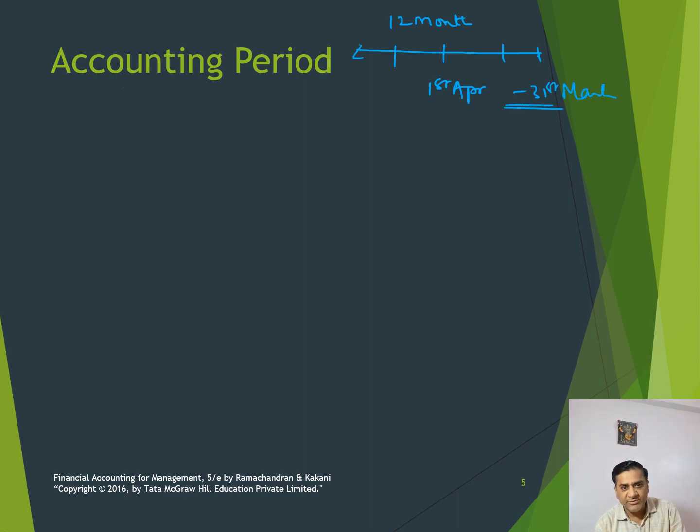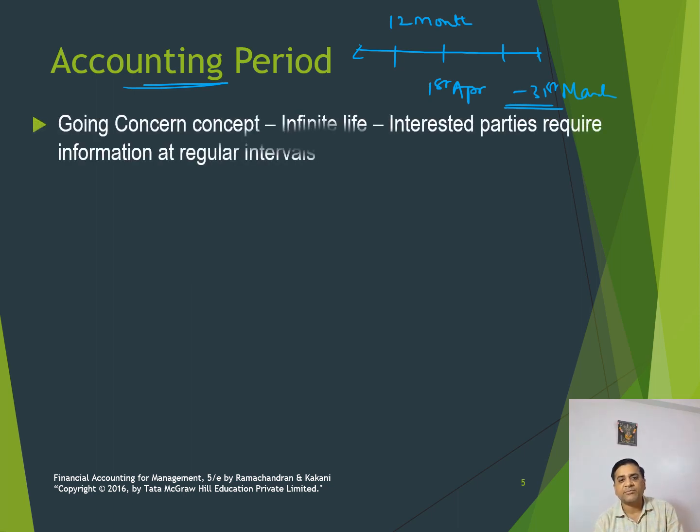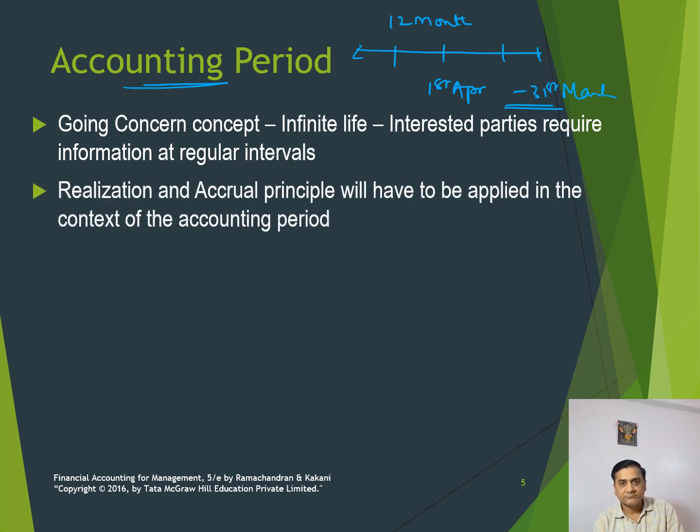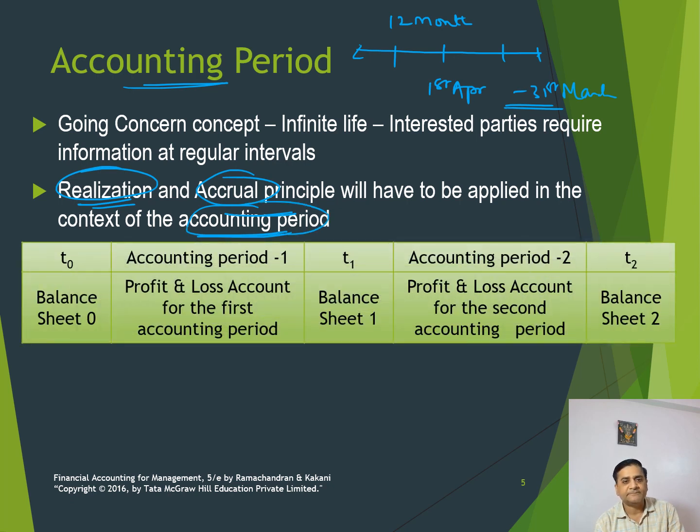Right? So this accounting period concept says you need to record the transactions related to every accounting period, which is for a period of 12 months. And the realization and accrual principles are both to be applied in the context of this accounting period. Whether we talk of the realization principle or the accrual principle, these would be applicable for this particular accounting period.